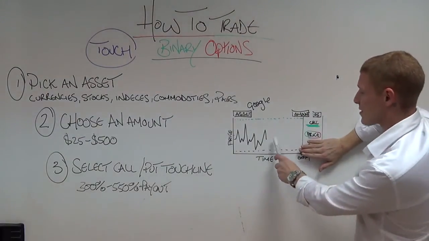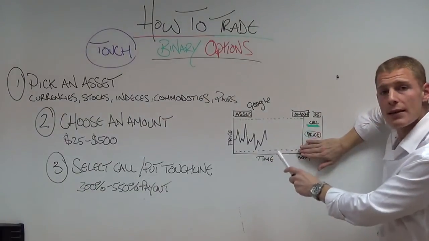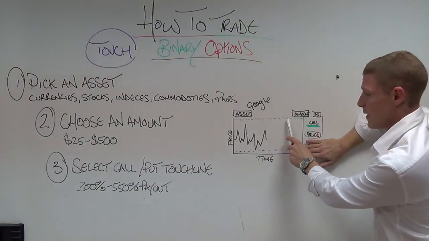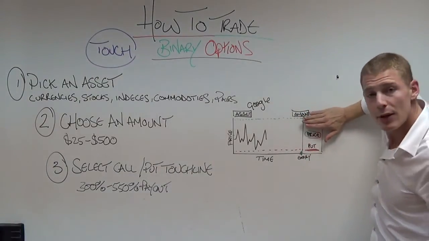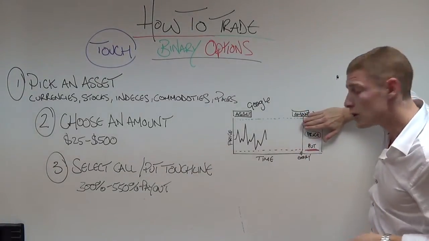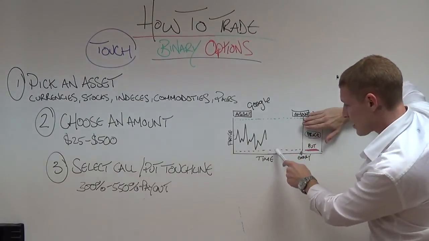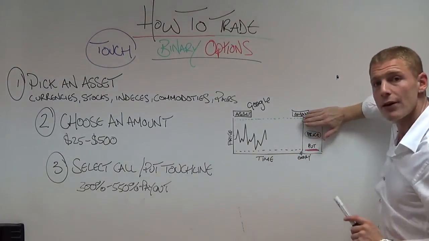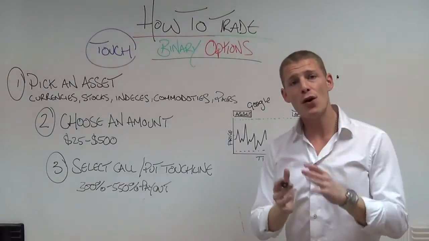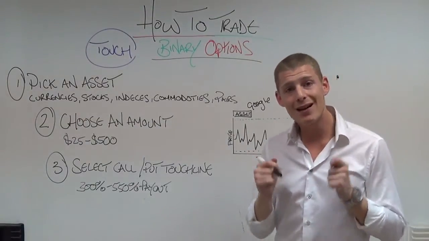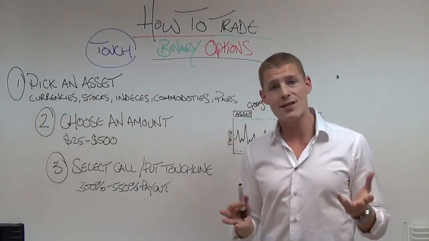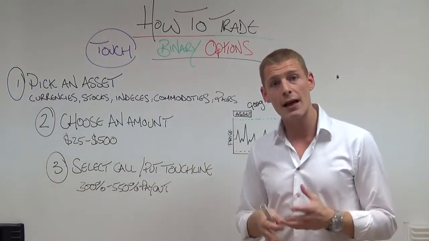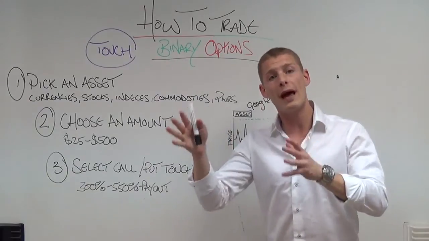What it's asking you is, do you believe that this price is going to touch this line before the expiry? Same is true for the opposite side, so let's say we're looking at a put touch option for Google. Will this price touch this line before the point of expiry? At the end of the day, the further away the touch line is from the current price, the higher the potential payout will be for you. The reason for that is obviously it's a little bit less likely for that price to move all that way.